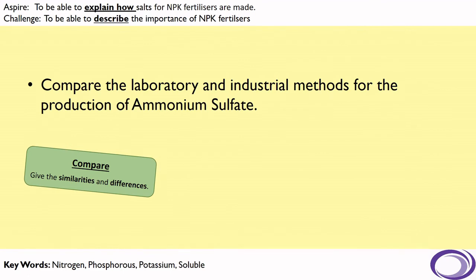There are two different methods in which we can produce ammonium sulfate. There is a lab-based method, which is very similar to a titration, and there is an industrial method, which works from raw materials. I'm going to ask you to compare these two methods. Now on the next slide, there is a table of information about them all. What I'd like you to do is when I show that, if you could pause the video and then start to write your comparison. Remember, if you are comparing, you need to give similarities and differences. So remember to pause when the table comes up.